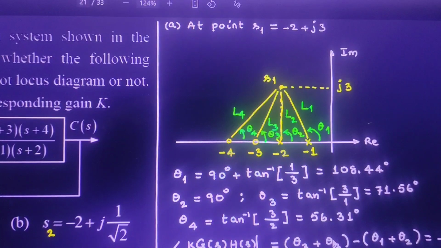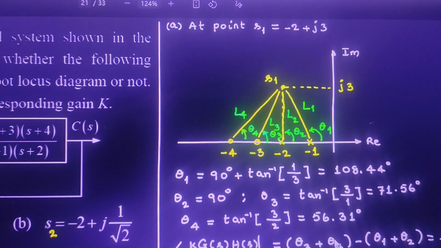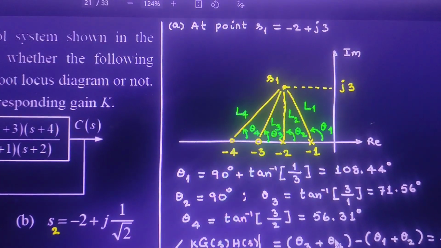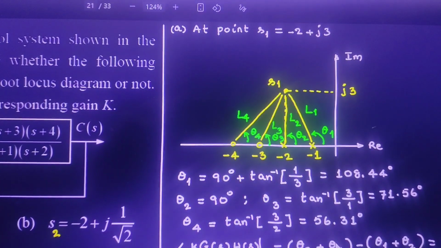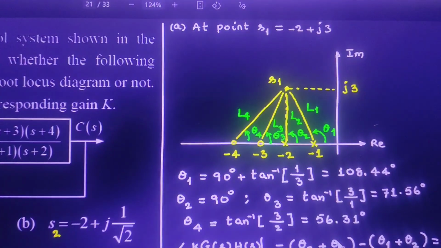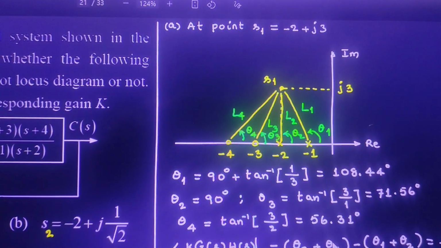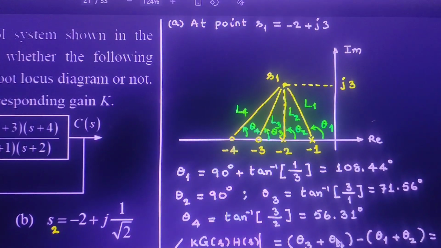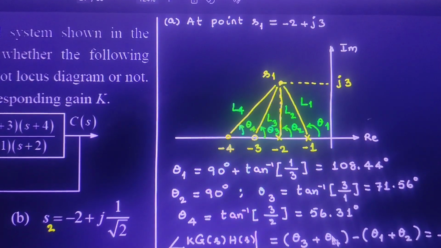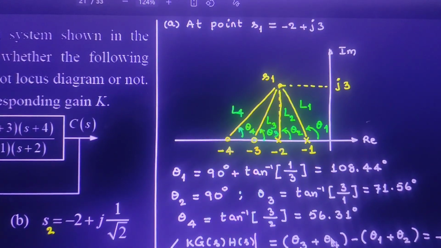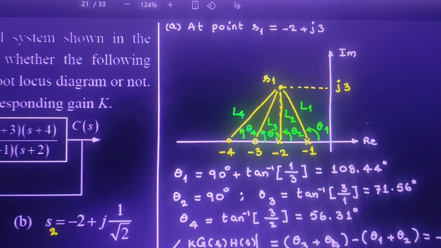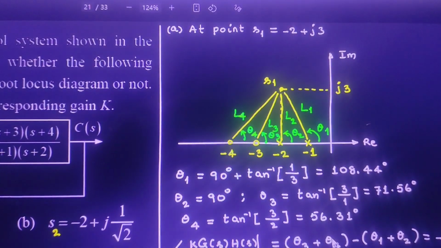Now theta 4 to S1, minus 2 plus 4 you will get 2, so horizontal distance is positive and vertical distance is 3 minus 0, you will get 3 positive, so both are positive, so it will be in the first quadrant. So you will get theta 4 as tan inverse 3 by 2, opposite side by adjacent side.